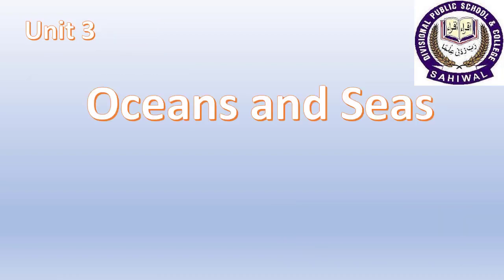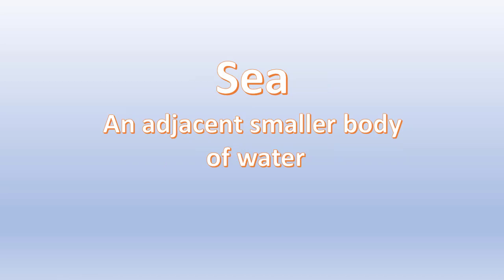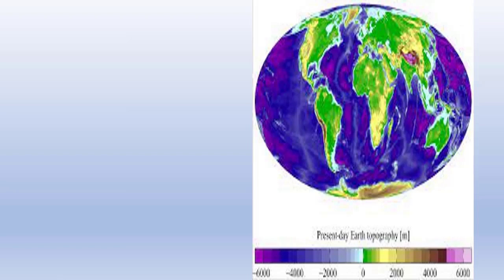Students, our today's lesson is about oceans and seas. First of all, let's define oceans and seas. Ocean is a large body of water on the surface of the earth. And sea is an adjacent smaller body of water. As you know, about 70% of Earth's surface is covered by water in the form of oceans and seas.